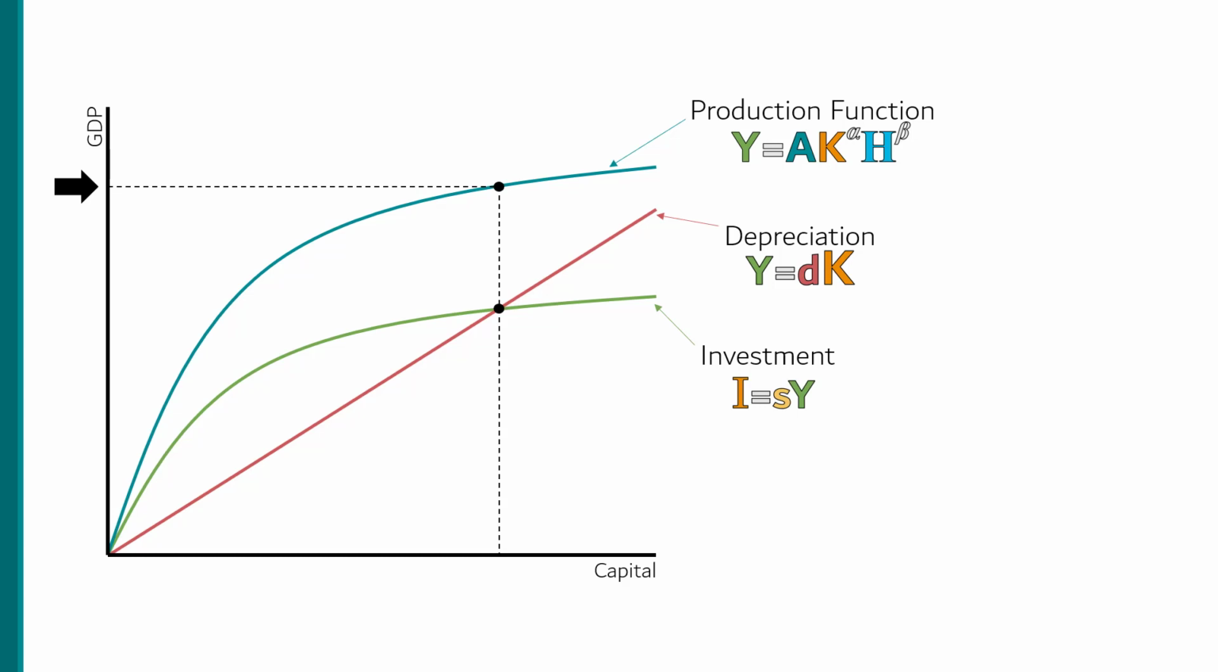Where depreciation and investment cross is the steady state. At that point, the amount of capital added each year through investment is equal to the amount lost to depreciation. Follow that point down to the horizontal axis, and it tells you our steady state amount of capital. Follow it up to the production function, and then over to the vertical axis, and it tells you our steady state amount of real GDP.